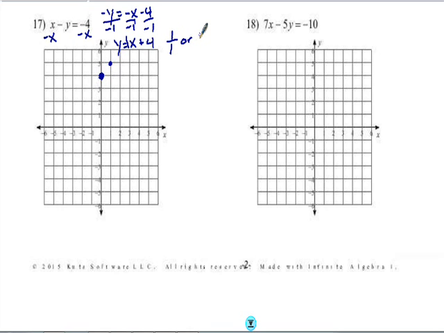Remember, we also said we can reverse the slope, so I can make this -1 over -1 and go down 1, left 1. Okay, it doesn't really matter. Either way, we get the same line. Put my arrows on both ends.